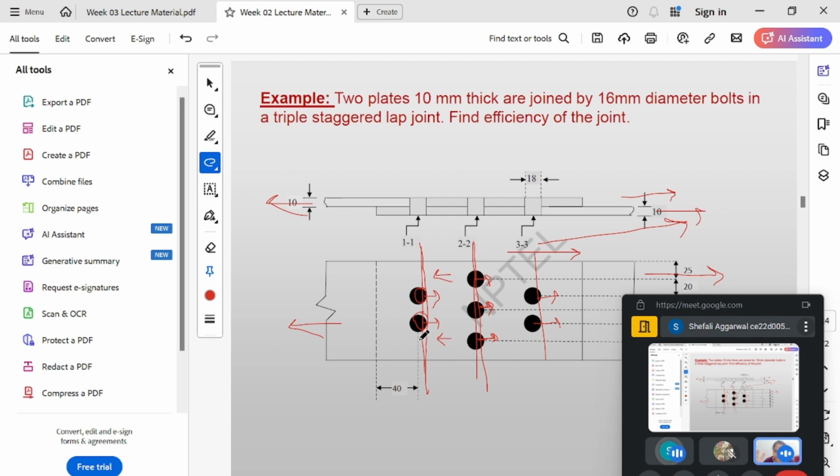I think those cannot be holding. Those will also be in the same direction. The stress will be in the same direction, but some resisting force will be there because of these two bolts.